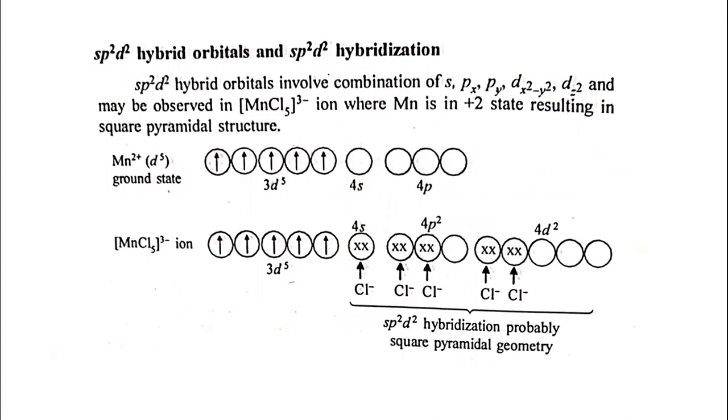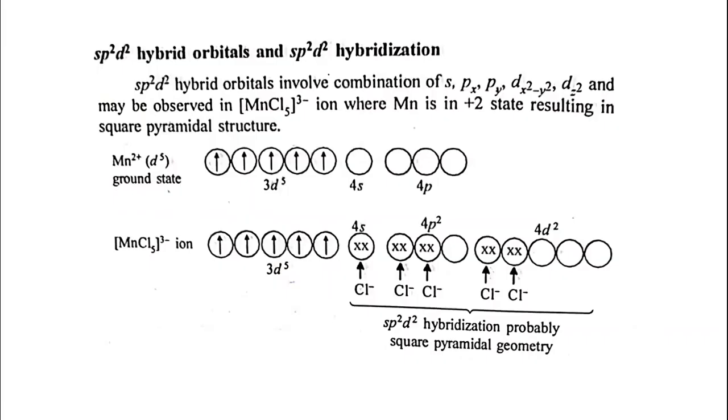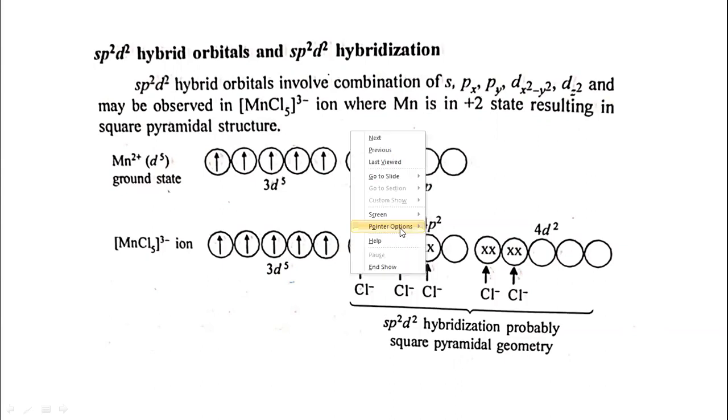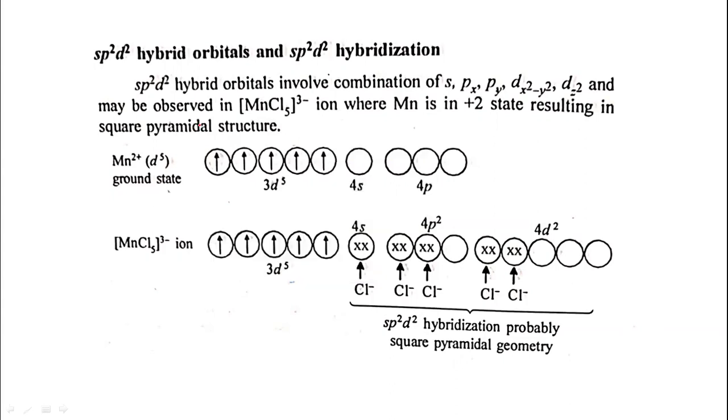Related to sp2d2 hybridization. You can see here sp2d2 hybrid orbitals and sp2d2 hybridization. This is a new type. So let us see here. The sp2d2 hybrid orbitals involve the combination of one s orbital, two p orbitals and two d orbitals, dx2-y2 and dz2.